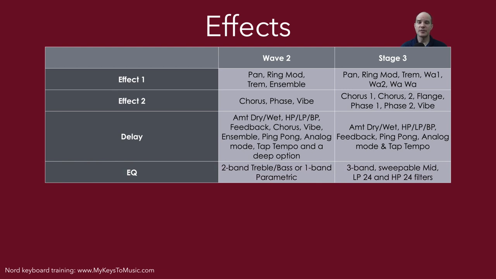The Stage 3 has a three-band EQ: a treble, a bass, and a sweepable mid-range where you can dictate the frequency range of that mid, and the mid can either emphasize or de-emphasize that range. The Stage 3 has the advantage of having an LP24 and an HP24 filter. That would be the low-pass and high-pass filter as well within that EQ.